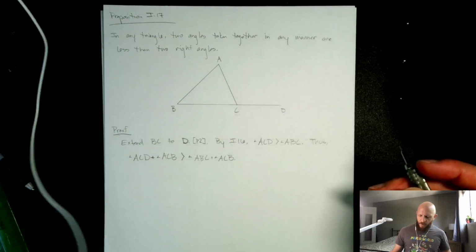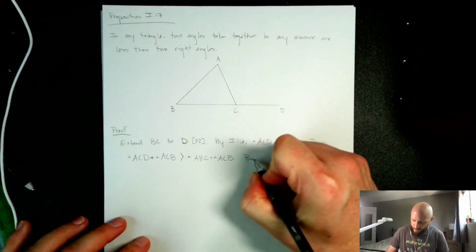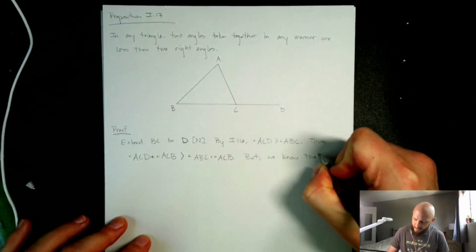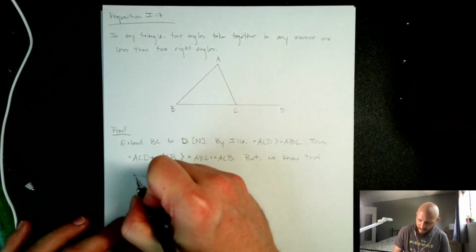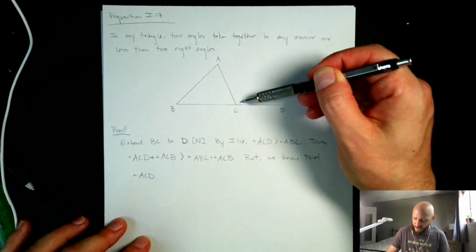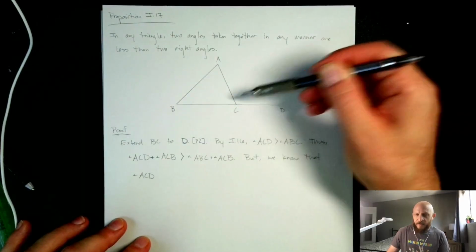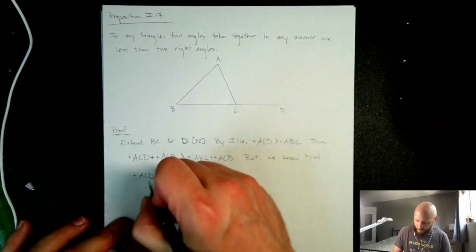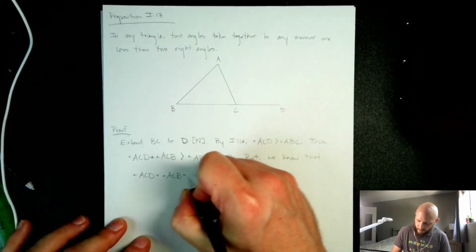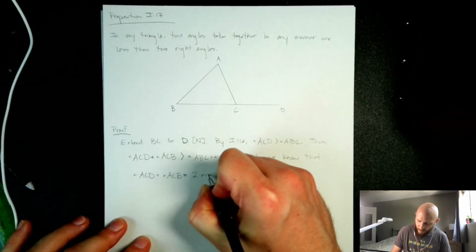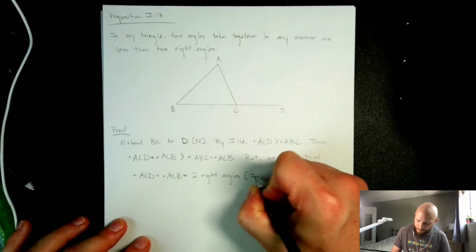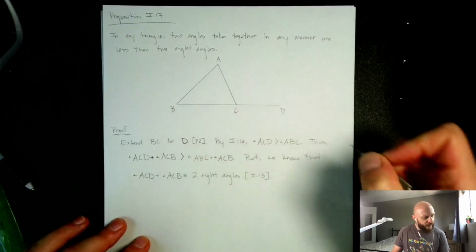We know that angle ACD, this left-hand side, which is right here, plus angle ACB, that is two rights. So angle ACD plus angle ACB equals two right angles. And that was by Prop 13.